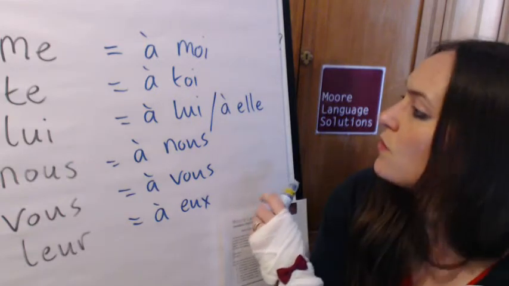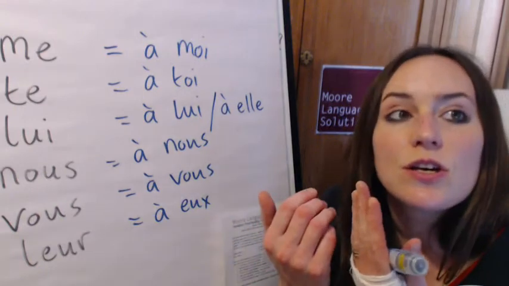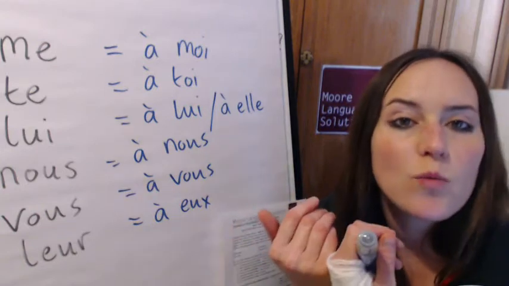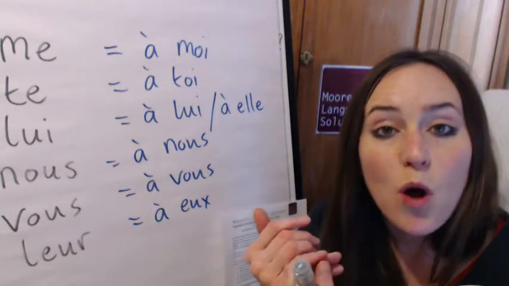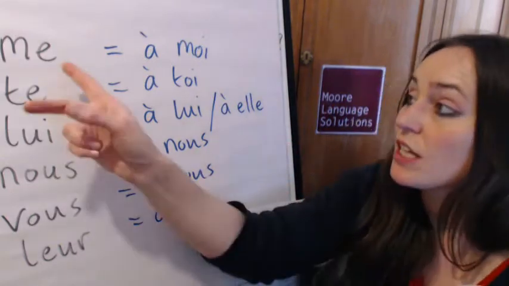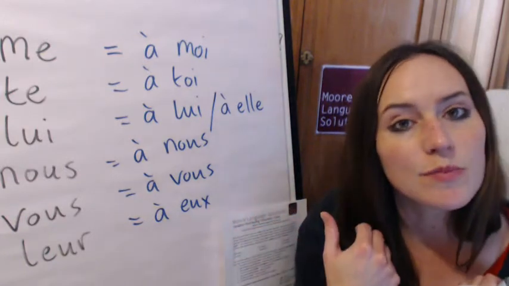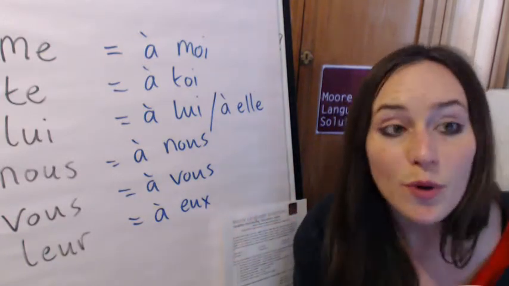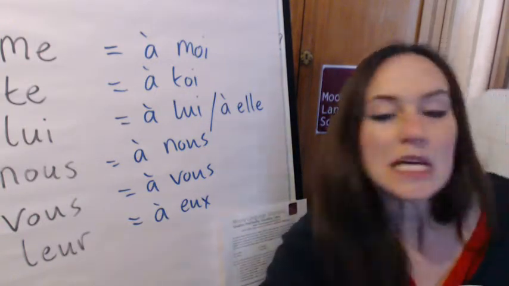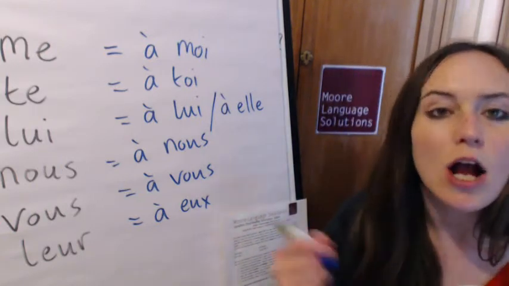So here we've got, for example, vous expliquez à moi. Okay, I think that's what I was saying. Vous parlez à moi. Vous écrivez à moi. All of those sentences can be shortened down using the pronoun me. So, vous parlez à moi can be replaced by vous me parlez. You're explaining the problem to me can be reduced down to vous m'expliquez le problème.